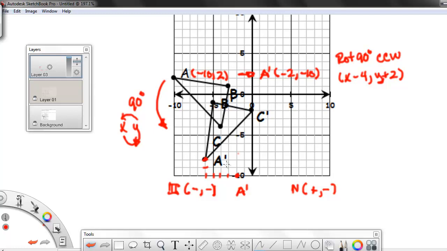Now all we need to do is choose another point to test. I'm going to test C. This is C right there. There's C prime. C is at a -4, -4. I'm going to rotate at 90 degrees, and if I rotate at 90 degrees, C prime becomes 4, -4, right? They switch places, and both of them are a 4. The first one's positive, the second one's negative. So 4, -4 is right there.